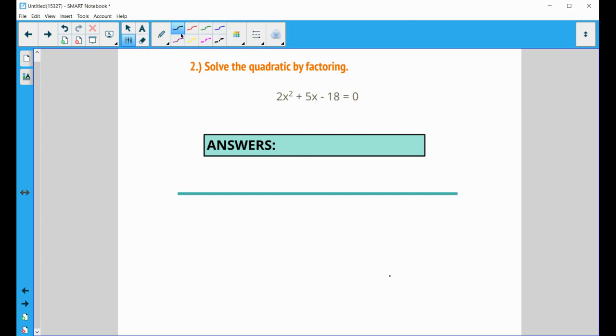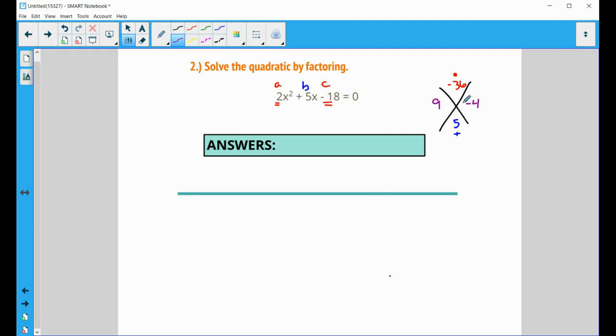So I'm going to start off by doing my cross. To set it up, I multiply a times c, which gives me negative 36. So I'm looking for two numbers that multiply to be negative 36, and then they need to add to equal b. So I think of things that multiply to be negative 36 and add to be 5, and the two numbers I come up with are positive 9 and negative 4.